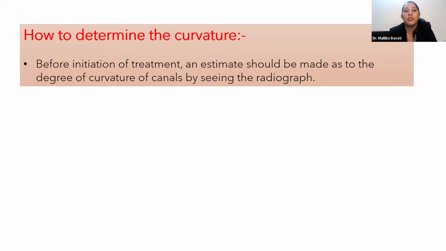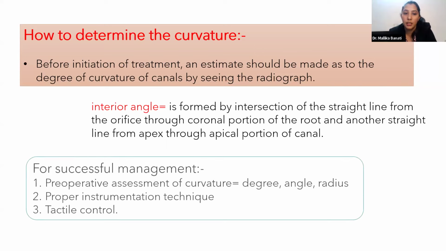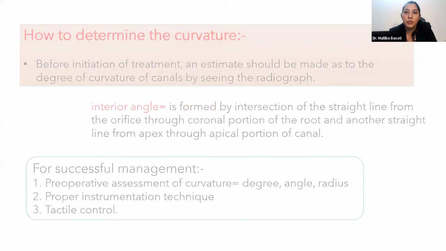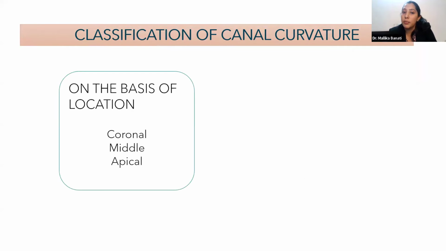Now, how do you determine the curvature? Before initiation of the treatment, an estimate should be made as to the degree of curvature of canals by seeing the radiograph. So now we are going to take an interior angle. I'm going to obviously show you again in a pictorial representation that's going to make it a lot clearer for you. The interior angle is formed by the intersection of a straight line from the orifice to the coronal portion of the root and another straight line from the apex to the apical portion of the canal. Now I'm going to show you, I think that'll be better so that it's easier. Classification of a canal curvature on the basis of location.